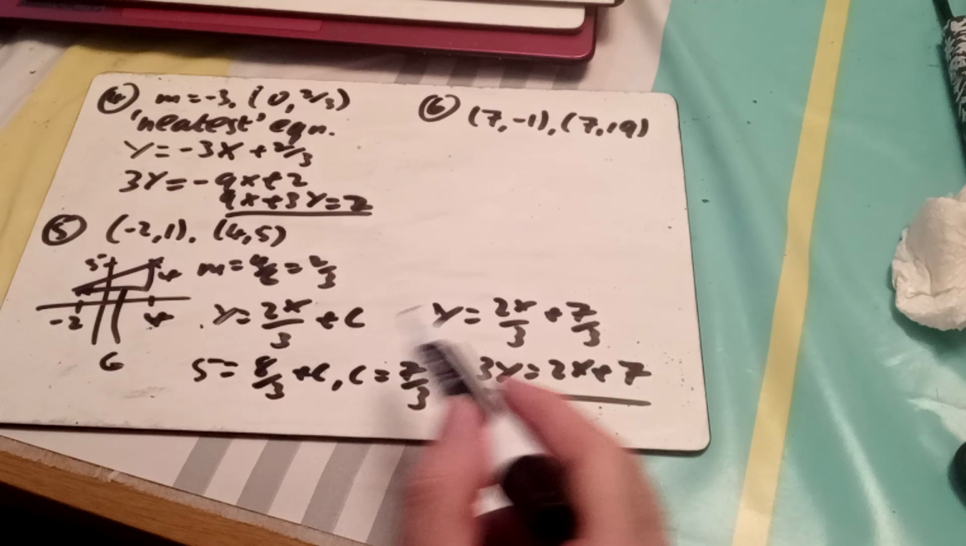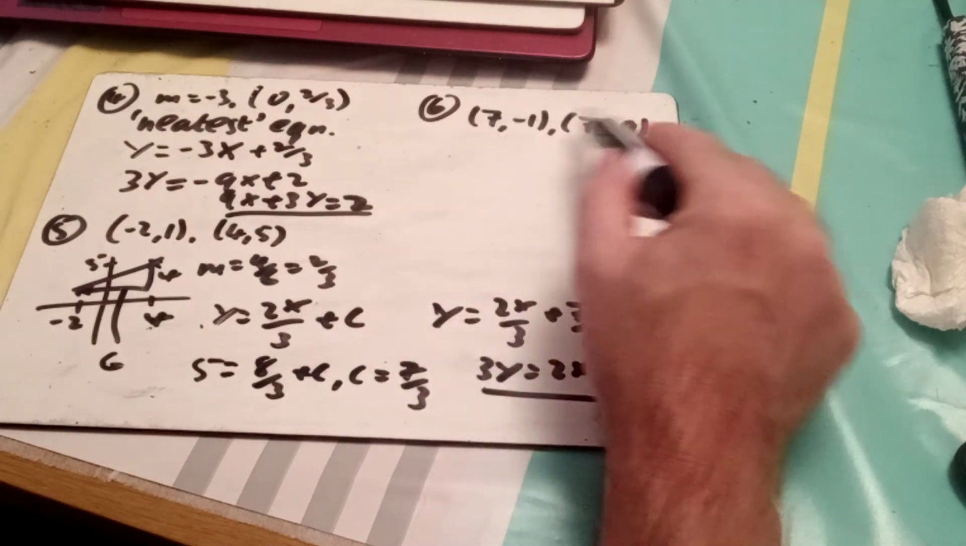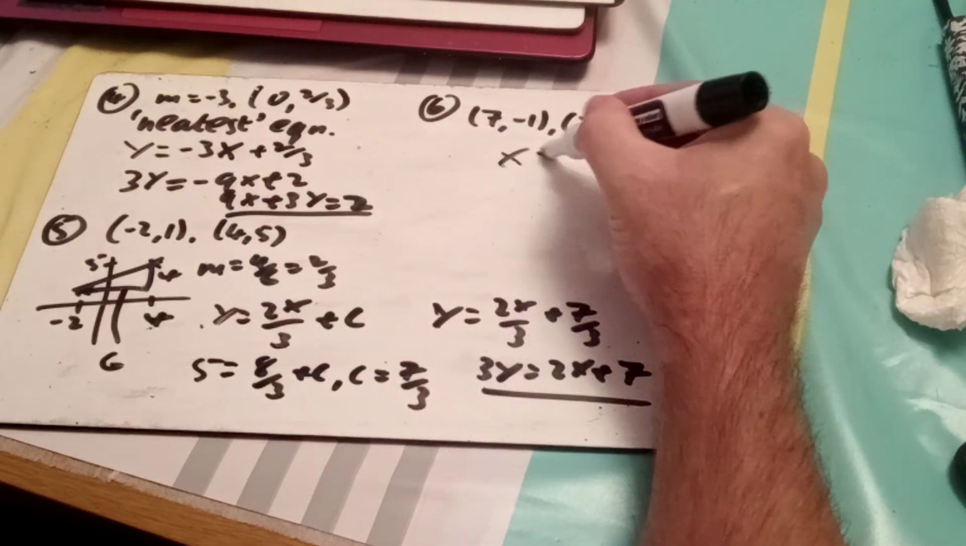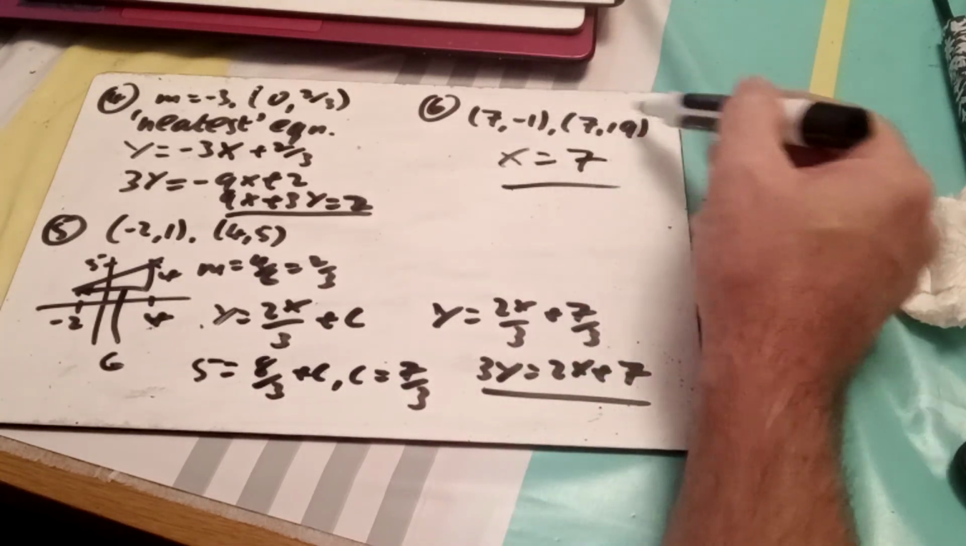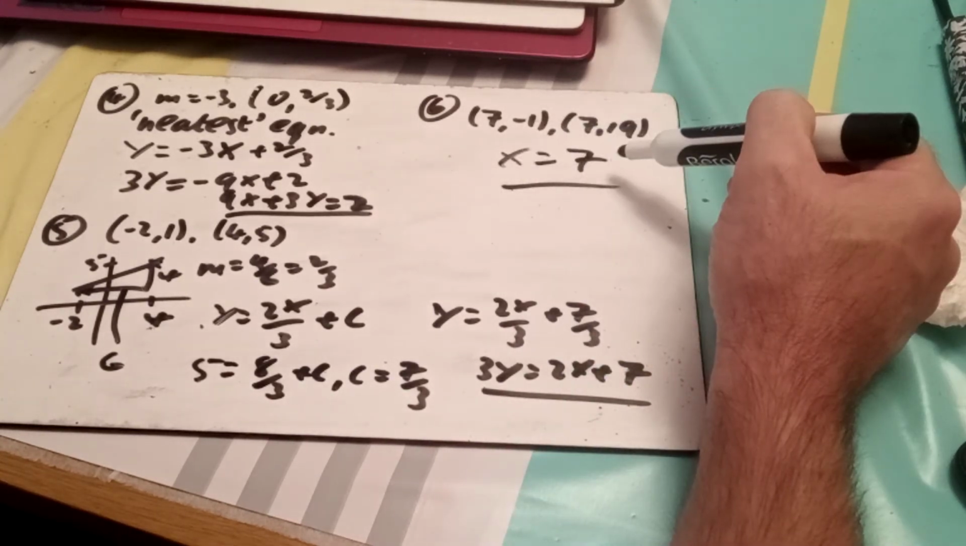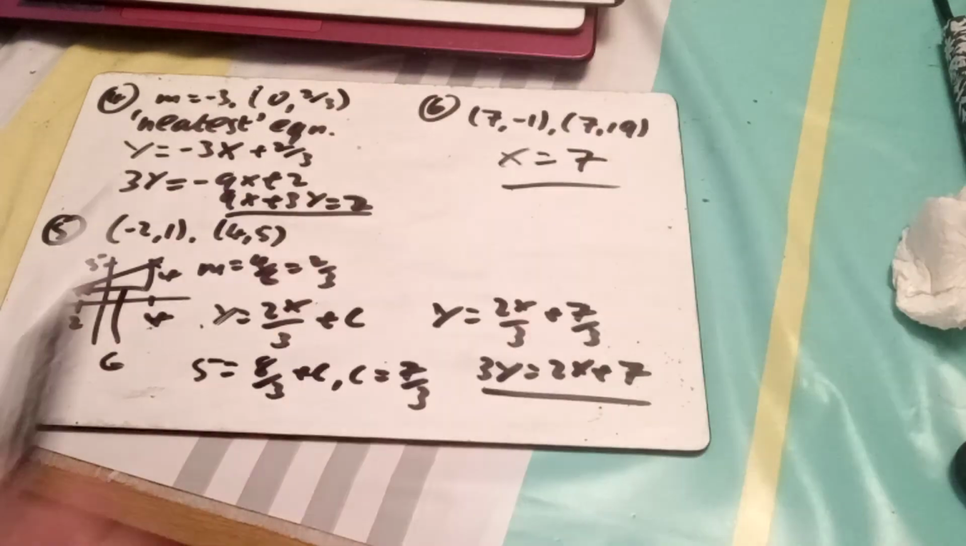Last one, mentioned before, when I've got one of the numbers the same, simply x equals 7 is my equation. I don't even have to draw it. If the y number was the same, I could write y equals the value, but it wants the equation of the line, x equals 7 does the job.